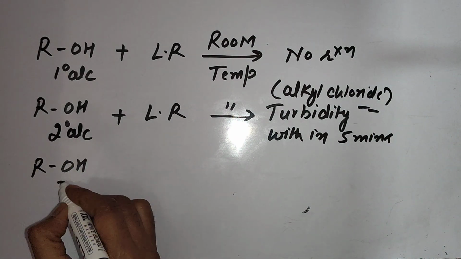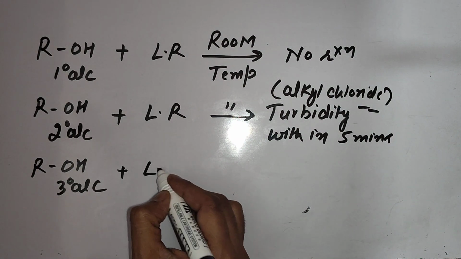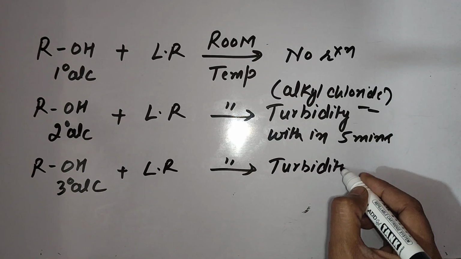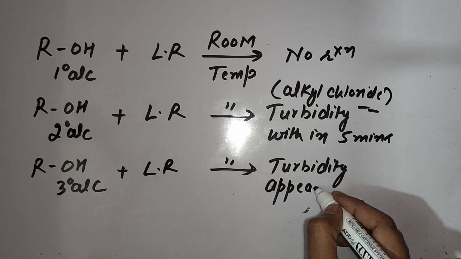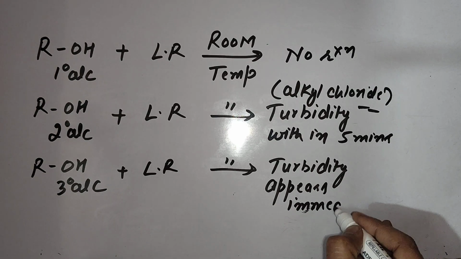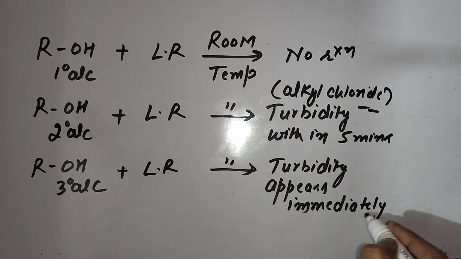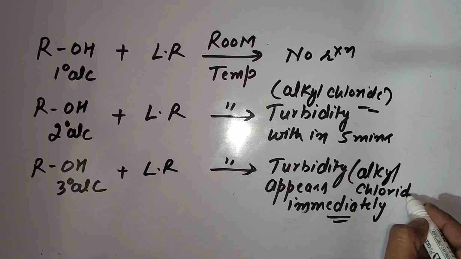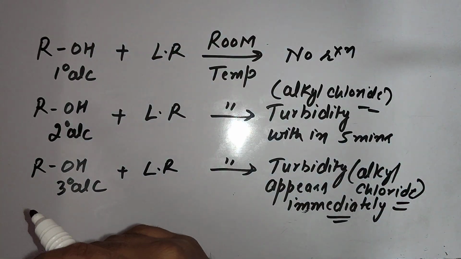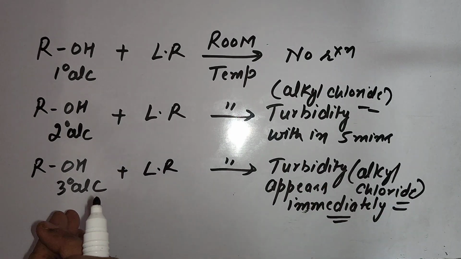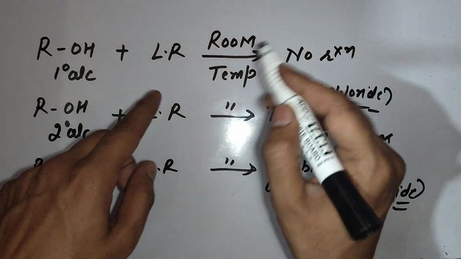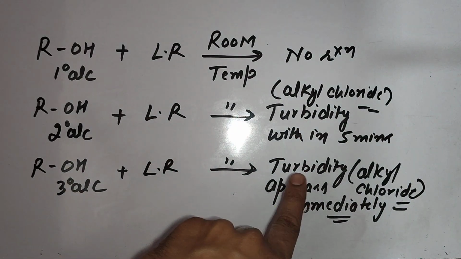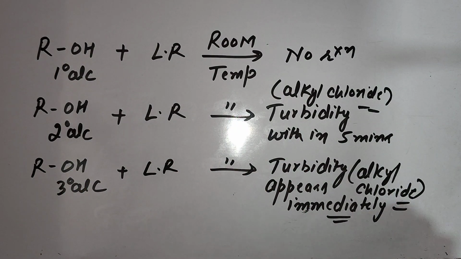Whereas if you are using 3 degree alcohol with Lucas reagent at room temperature, turbidity appears immediately. Within a few seconds, alkyl chlorides will generate, which will create cloudiness in the test tube, which we call turbidity. 3 degree alcohols are highly reactive and 1 degree alcohol are not reactive at room temperature. So in this fashion, by noting down the timing of generation of turbidity, you can decide whether the alcohol is 1 degree, 2 degree or 3 degree.